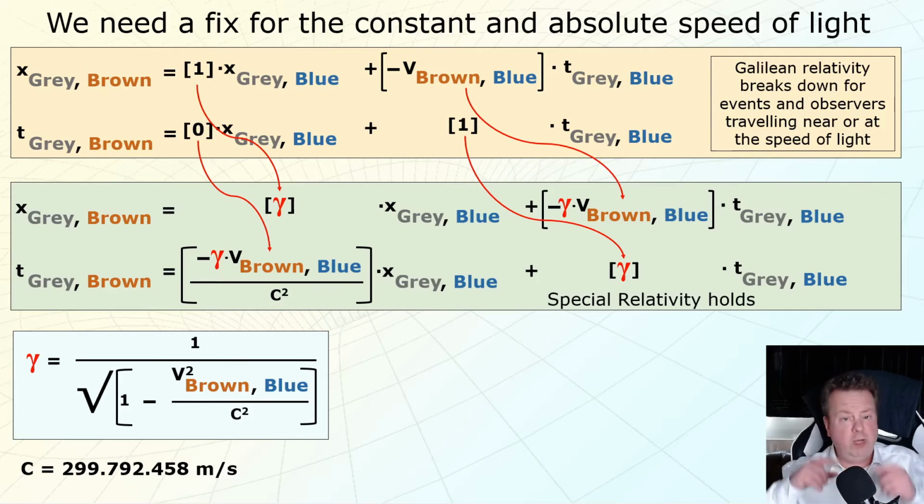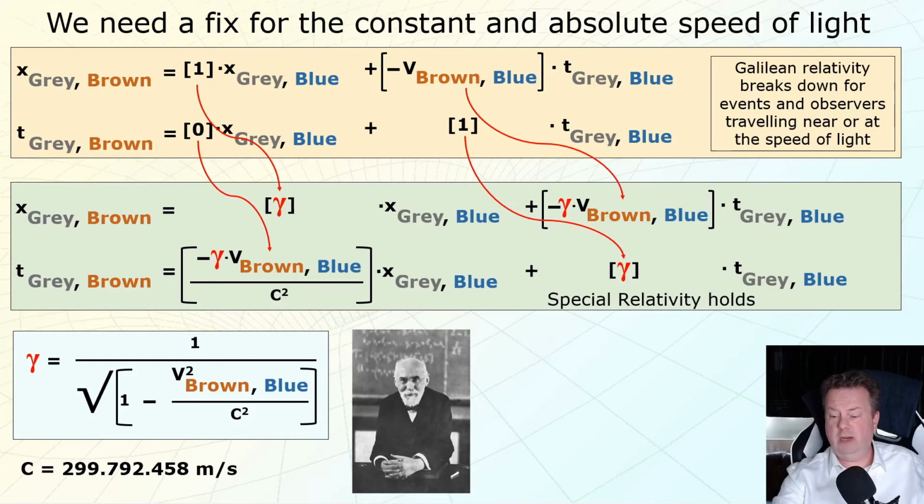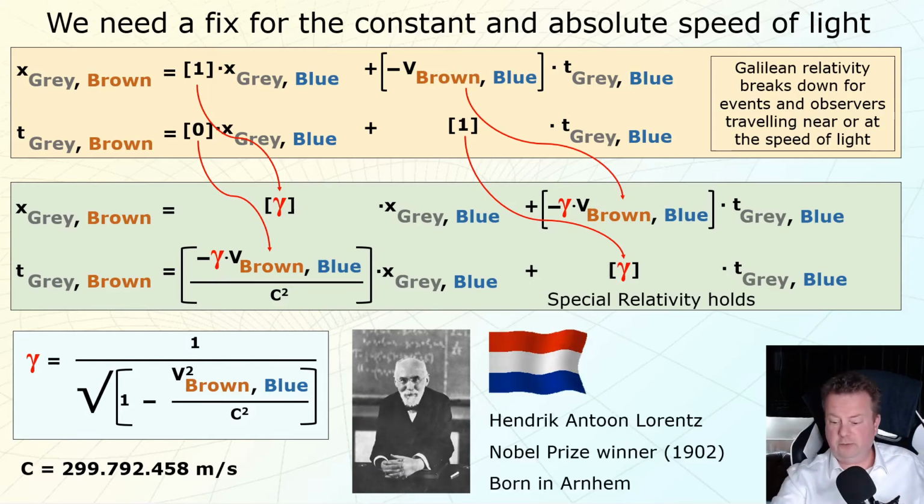In fact, the equations in green, which are the special relativity equations, are called the Lorentz transformation. And that's because Hendrik Antoon Lorentz, he's Dutch, so am I, had a huge contribution in the development of special relativity. Here is our Hendrik, he's Dutch, I'm Dutch, and I learned later he was born in Arnhem. I was born in Arnhem, go figure. So that was nice to learn.